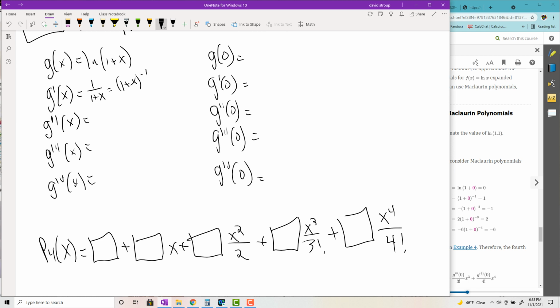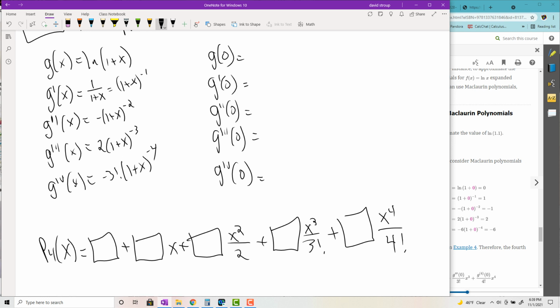Then you do power rule, so negative 1 plus x to the negative 2. And then positive 2 times 1 plus x to the negative 3. And then negative 3 factorial times 1 plus x to the negative 4. Evaluating them all at 0, you get 1, negative 1, 2, and then negative 3 factorial. Oh, so the first one, sorry, is 0. I was off by 1.